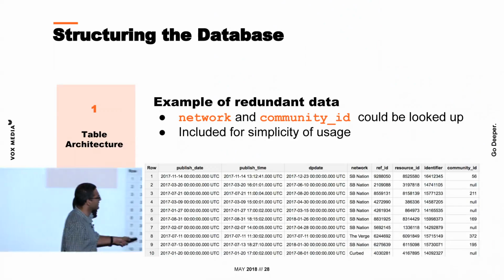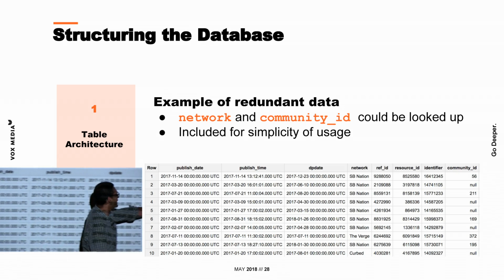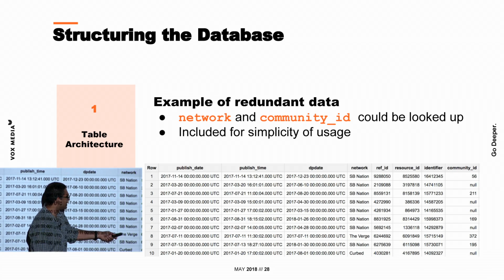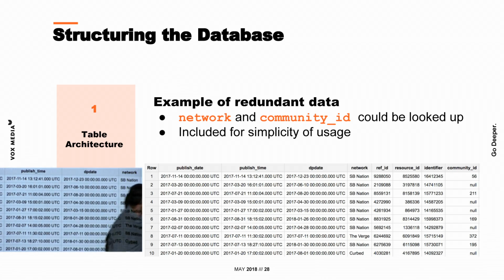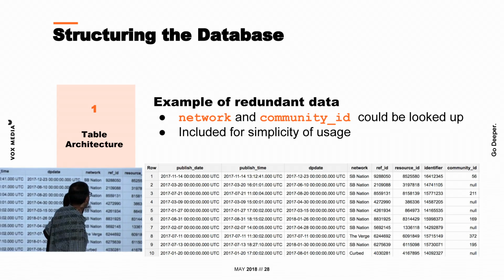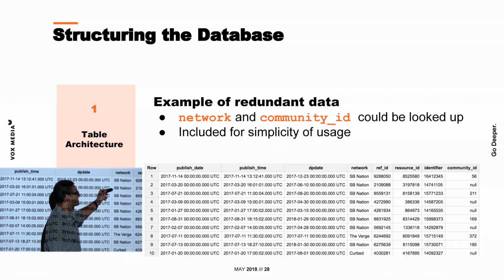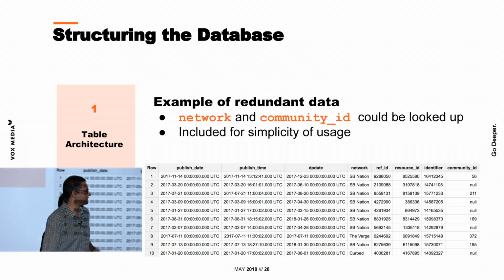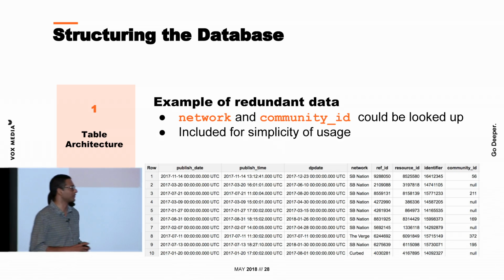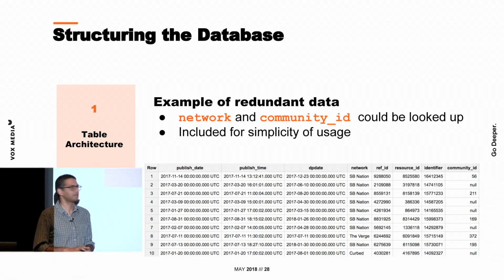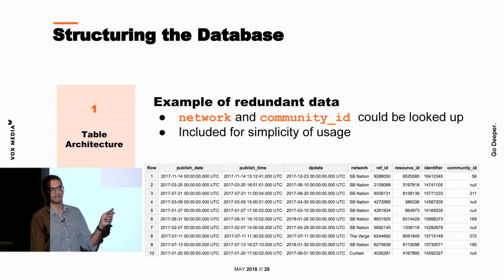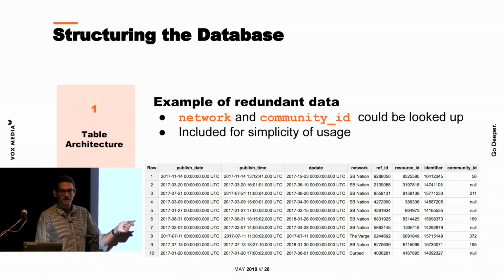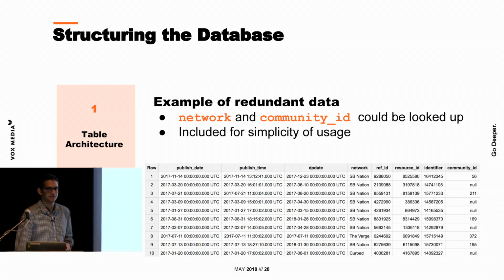And then you can see here, even though I could look up with the identifier what network you belong to, I've just put in the network. And then also we have a notion of a community ID. So at SB Nation, there's the flagship brand, but there's also Cal Golden Blogs. So there are individual sub-communities within the network. And even though I could go look all that stuff up, I would rather just have all that information here so that if I want to do some segmentation or filtering, all of the information is in one table. So it doesn't take me so long.